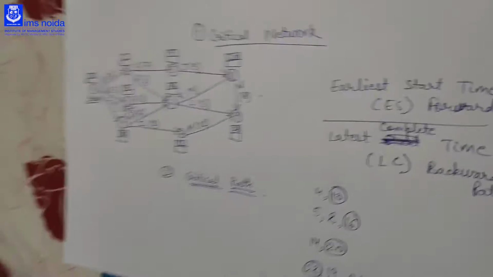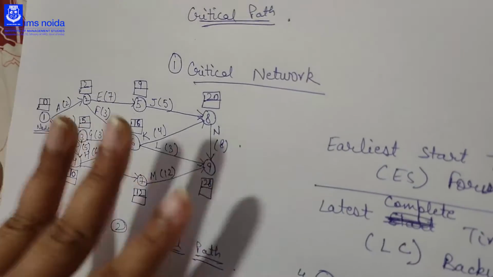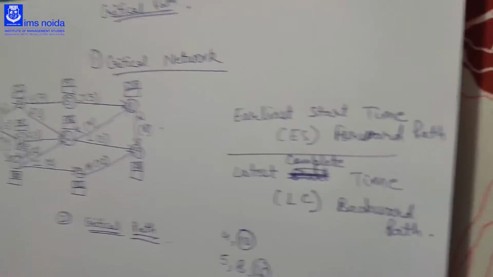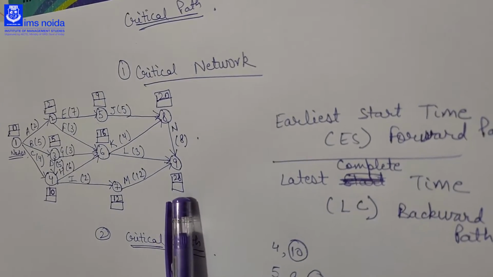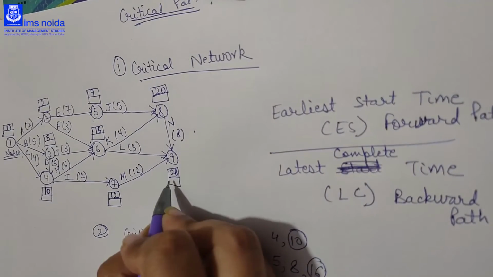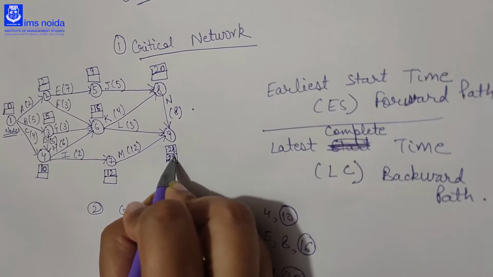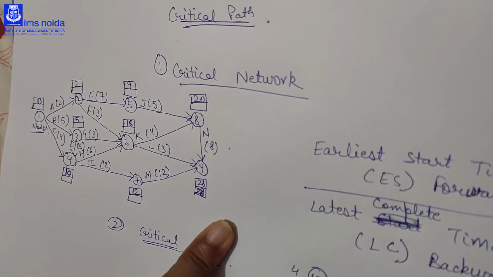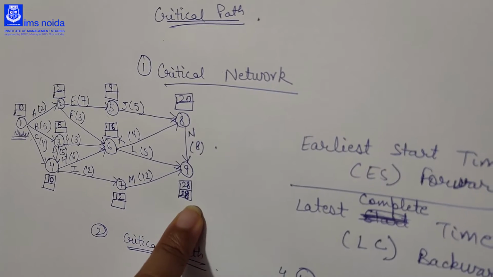Now as you can see, we have found out the earliest time of all the nodes. Now we will find the latest complete time of all the nodes. Latest complete time is the backward path. So we will start from the end node. In the end node, the latest complete time is 28 only. We will write the same 28, as there is no further addition or subtraction in this. So the latest complete time of the ninth node, that is the end node, is 28 only.